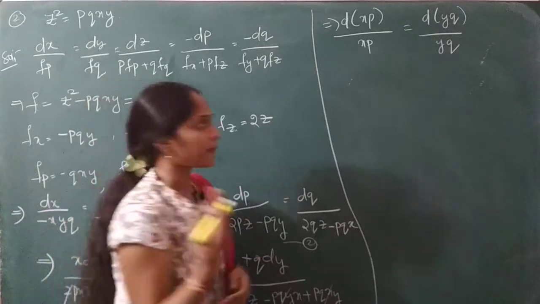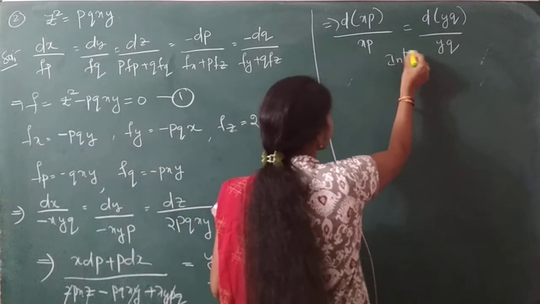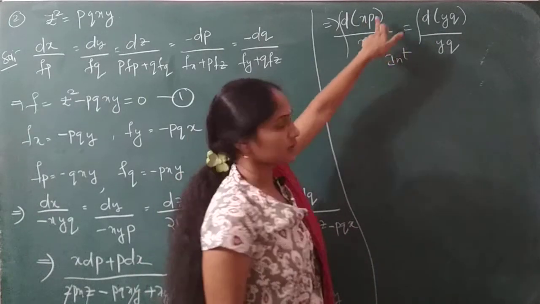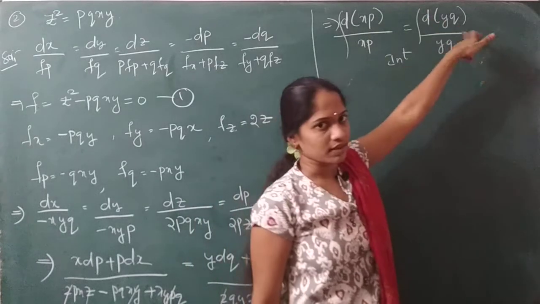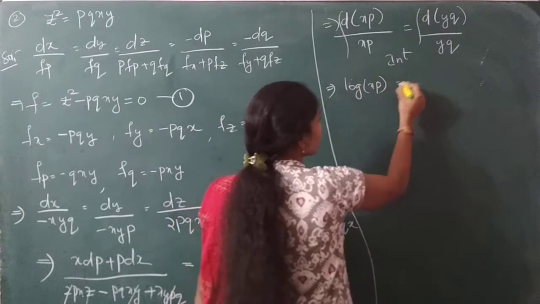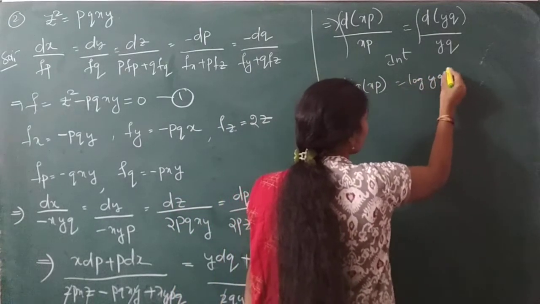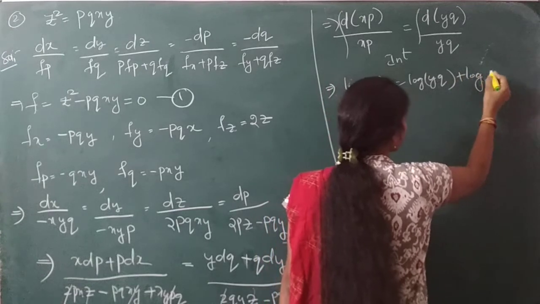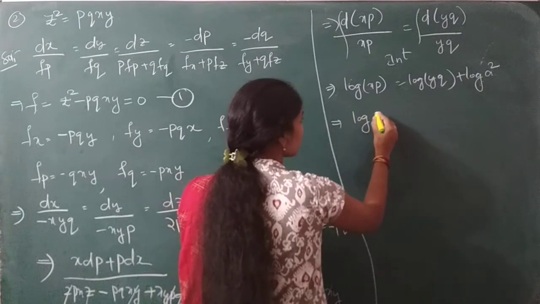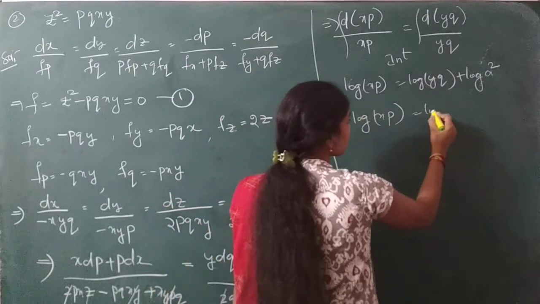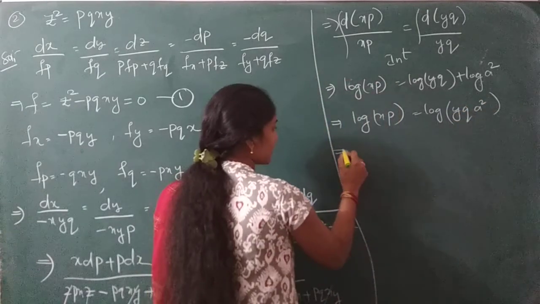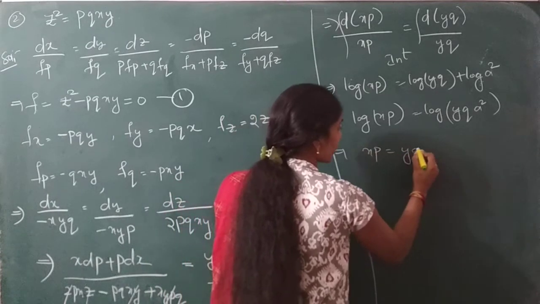So now you can apply the integration. Now apply the integration. This term is like 1 by x into dx, that is log x. So log xp equals log yq plus some constant, you can write log a square or anything. So now these terms give xp equals log of yq a square. The log is getting cancelled. xp equals yq a square.